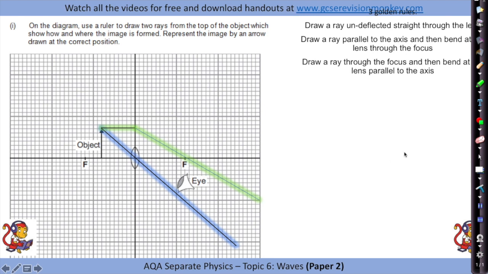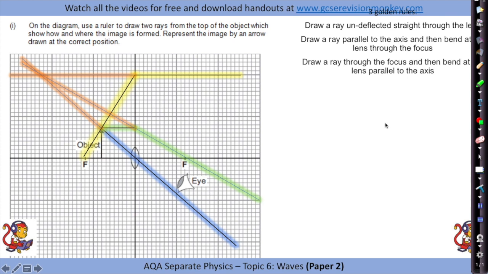Where would we see the image appear? So we can draw a third ray if we need to, or we could just use these two here. Okay, the third rule is still going to draw a ray through the focus on this side, and it's going to come up to the lens and bend parallel to the axis again.